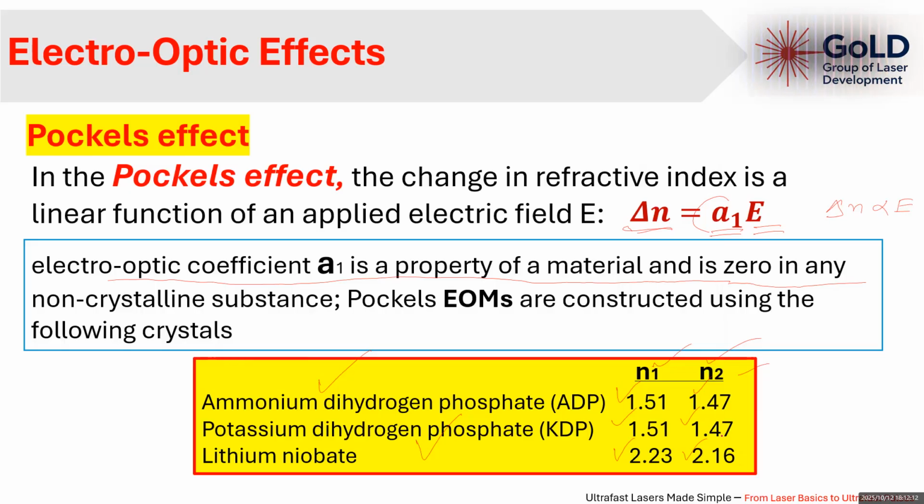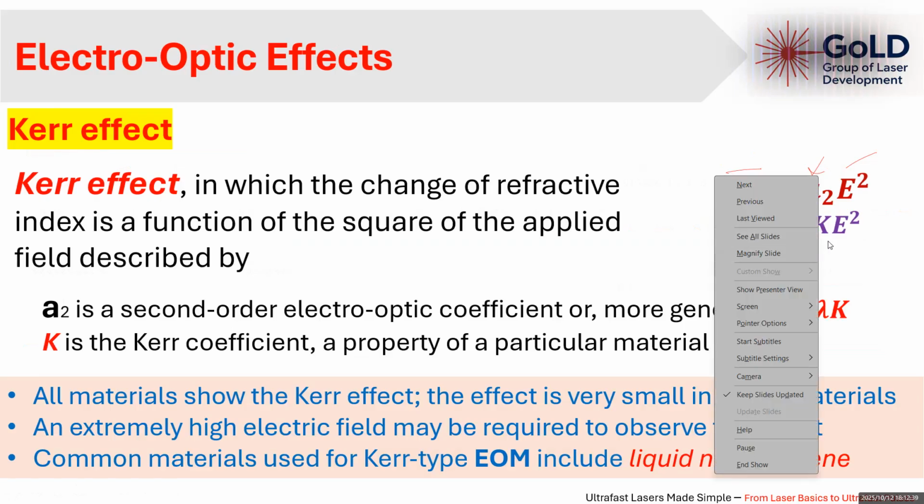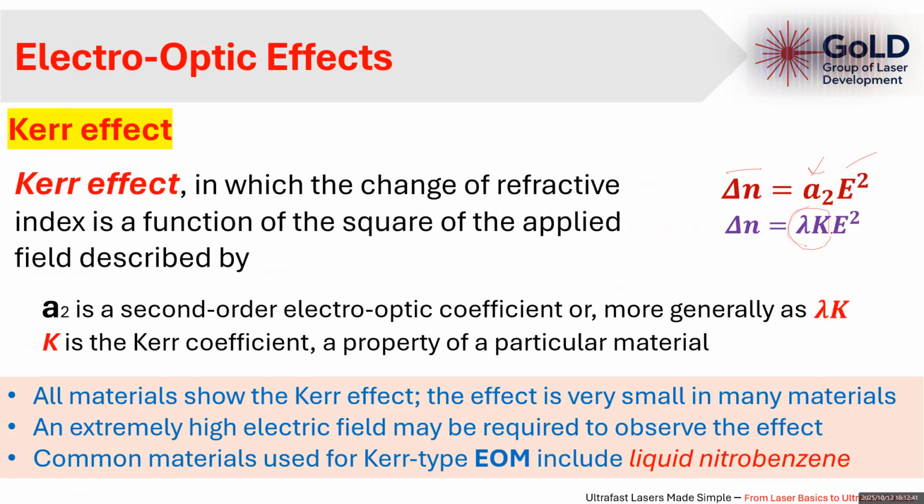Now the next slide is about the electro-optic effect also, but it's the Kerr effect. As I mentioned, you need a very high voltage to observe it, and it can be observed in almost all materials, but it needs a very high voltage. Different materials have different voltage values, but high voltage is a necessary condition. Here, the change in refractive index is a coefficient times the square of the electric field. This coefficient is equal to lambda K, where K is the Kerr constant and lambda is the wavelength.